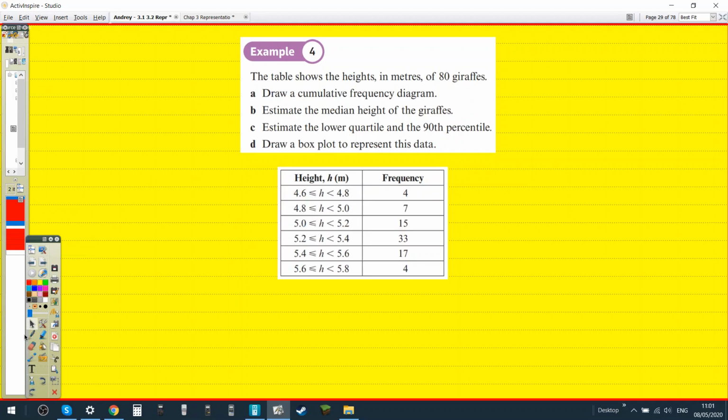So shall I write the numbers I need to write first? Okay. 4, 11, 20, 26, 49. Oh no, that's wrong. Sorry. 59, 76 and 80.